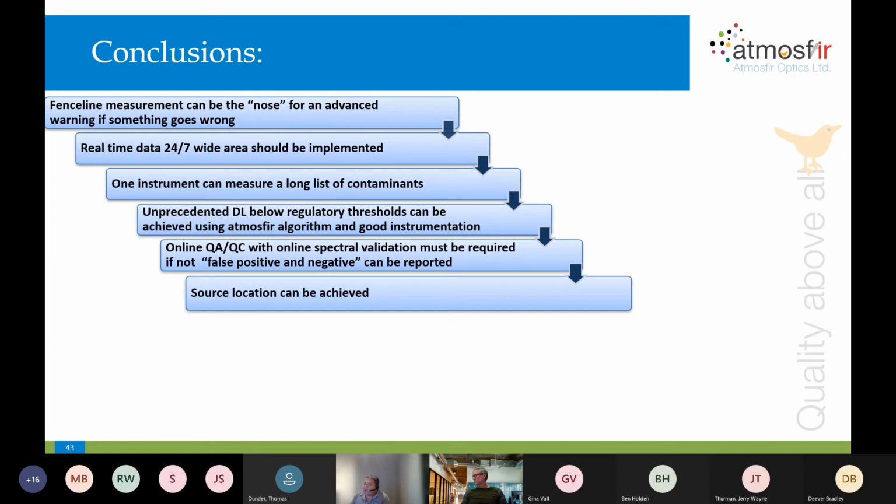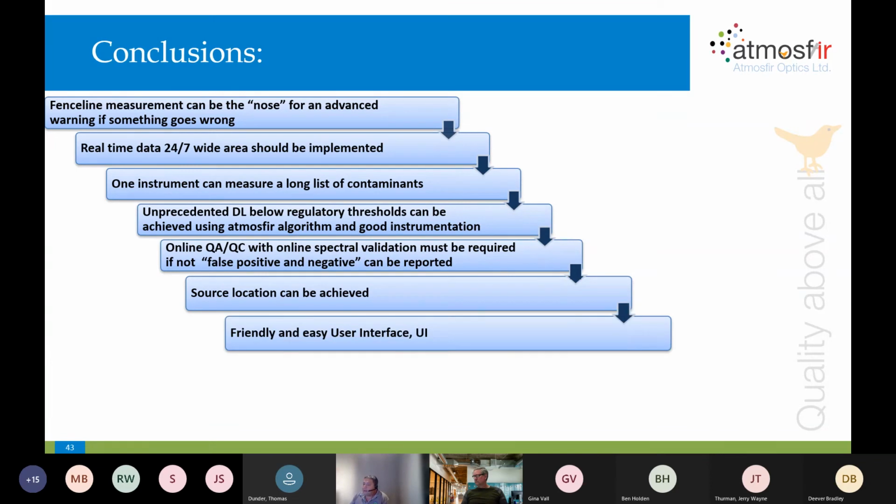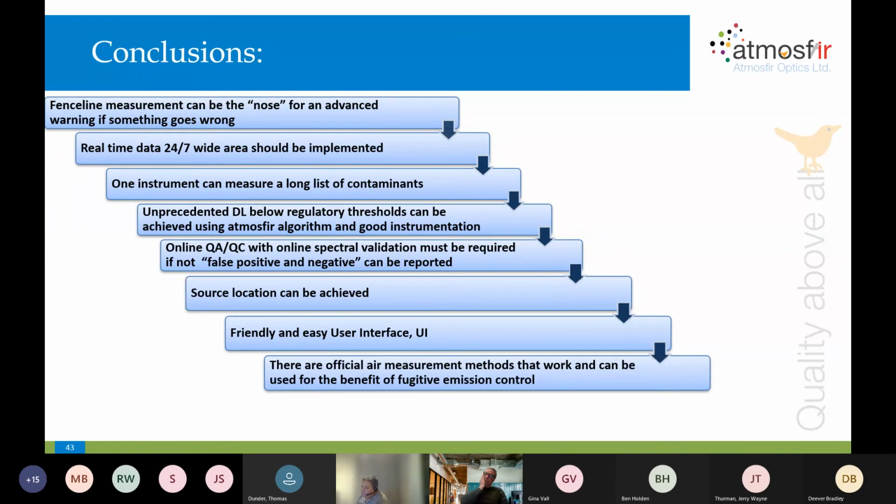There is ability to do source location, at least to give you a wide area where the emission is coming from. You must have a very friendly user interface so that people will use the system. Otherwise, it will be like what we call a white elephant that no one uses. And you don't need to reinvent the wheel. I know that there's a lot of good technology out there, but keep in mind, the US EPA method was written in 99. Today we are in 2021 and we start implementing it.